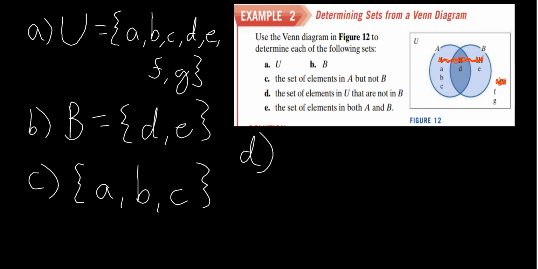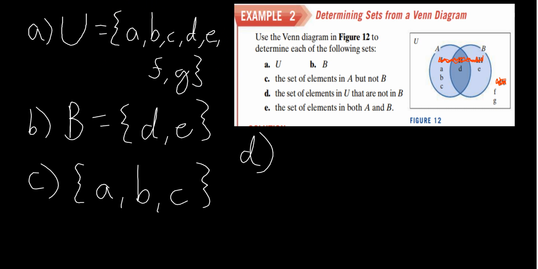Well, we're just basically following along with what it's asking us to do. So D reads, the set of elements in U that are not in B. So earlier we said U was all of this. Okay. Well, we're wanting the set of elements in U that are not in B. Well, what is in B? Well, D and E are in B. We see here. D and E are in B. So we can pretty much say it's everything but D and E. So A, B, C, F, G. So those are the elements that are in U and are not in B.